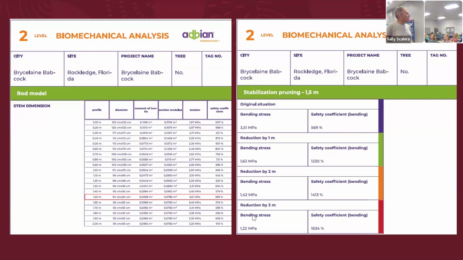And it tells you here, look, if we reduce the canopy size, we can increase the safety coefficient loading on the trunk because there's less mass. So at that weakest point, if we reduce the whole canopy by a meter, we can over double the strength in the column at that weakest point. If we reduce it by 2 meters, we go up to just under 3 times the strength. And if we reduce it by 3 meters, we can increase it over 3 times.